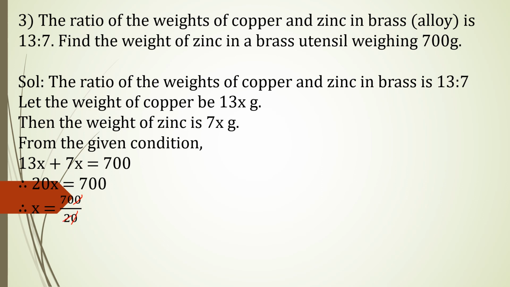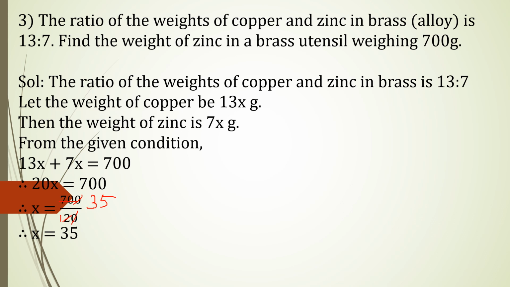So we'll get 2 ones are 2 and 2 3s are 6, 1 remain. So it will become 10. So 2 5s are 10. So you'll get 35. So x equal to 35. You got the value for the variable x equal to 35.